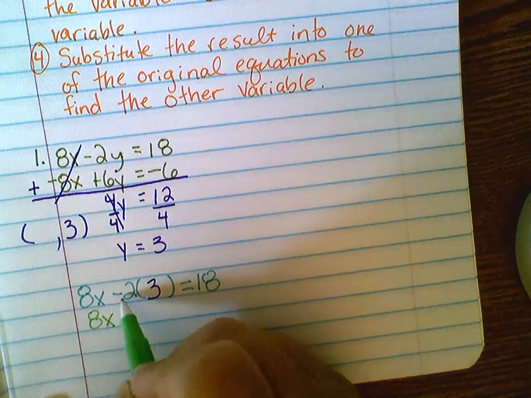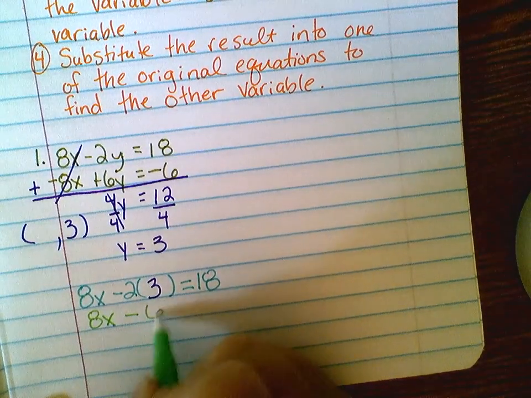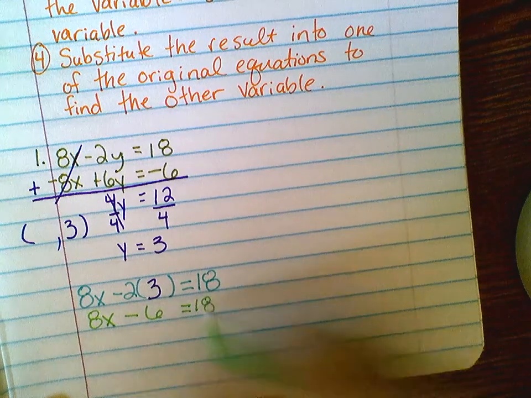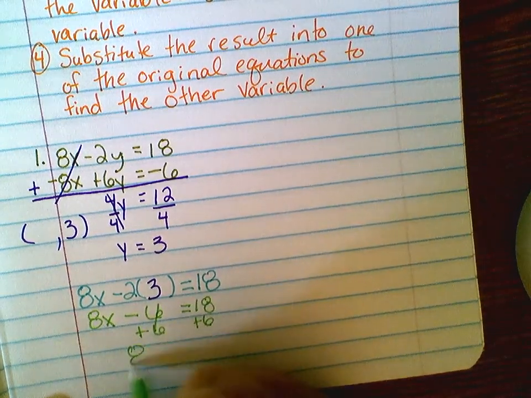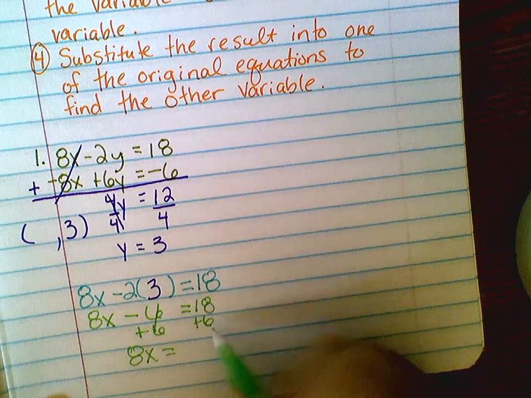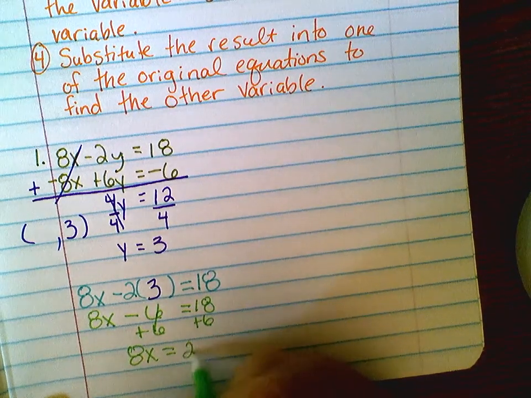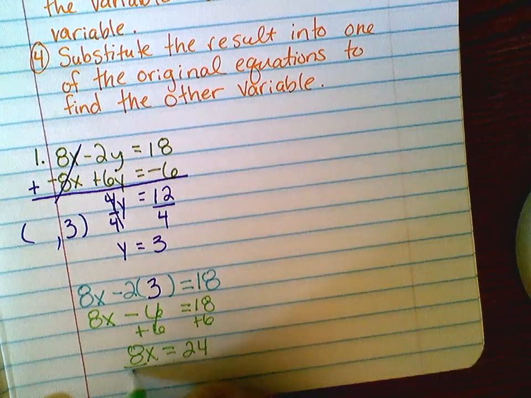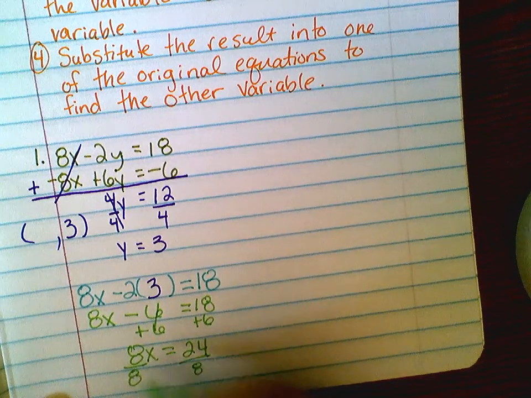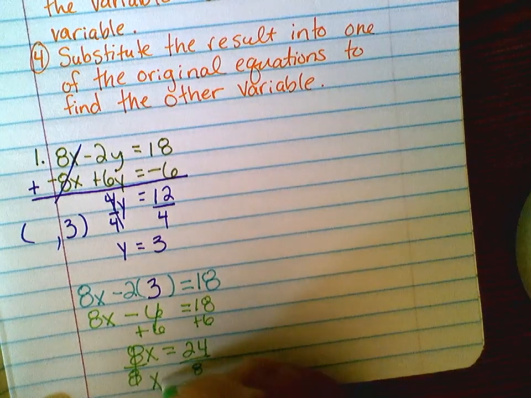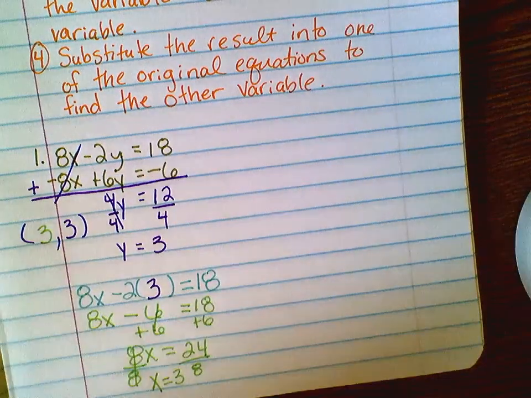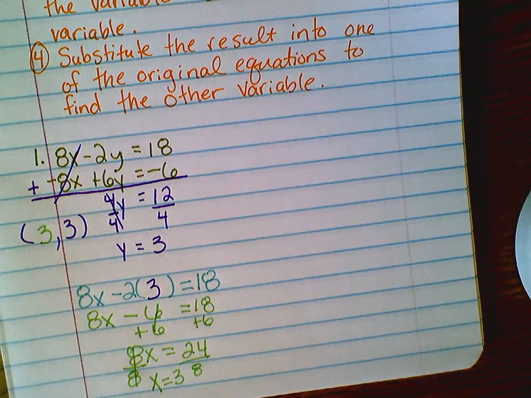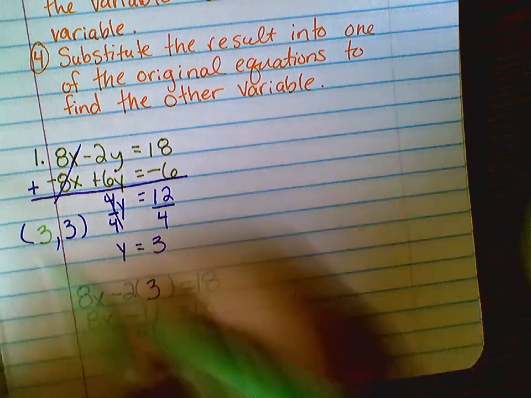So I have 8x. Negative 2 times 3 is minus 6. Add 6 over. 18 plus 6 is 24. Divide by 8 to get x equals 3. So my ordered pair, or my solution to this system for number 1, is 3, 3.